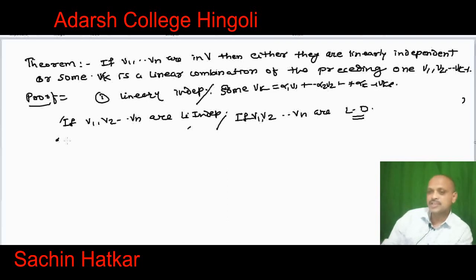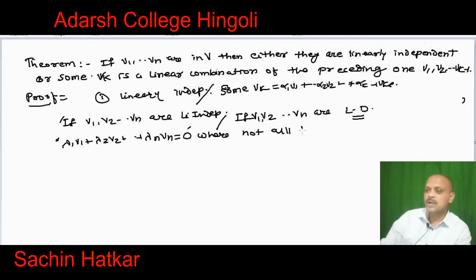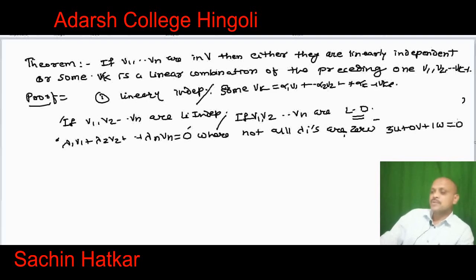Let us take the linear combination λ1 v1 plus λ2 v2 plus ... λn vn equal to 0, where not all the λi's are 0, not all the scalars are 0. It is possible that some of the scalars are 0. For example, suppose I have 3 into u plus 0 into v plus 1 into w equal to 0. This is one type of linear combination, and in it one scalar is 0.